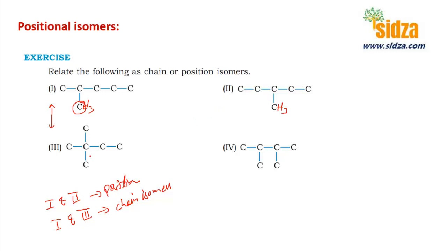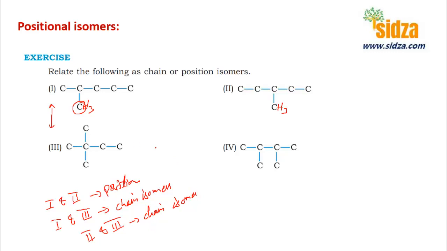Let's compare the second and the third now. Again, you see here 5 carbons in the main chain and one carbon as a substituent group. Here you have 4 carbons in the main chain and different substituent groups. So the second and third have different carbon skeletons, so they will be called chain isomers, right? These are not positional isomers, they are chain isomers.